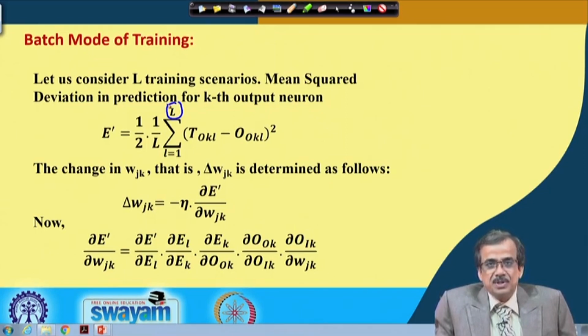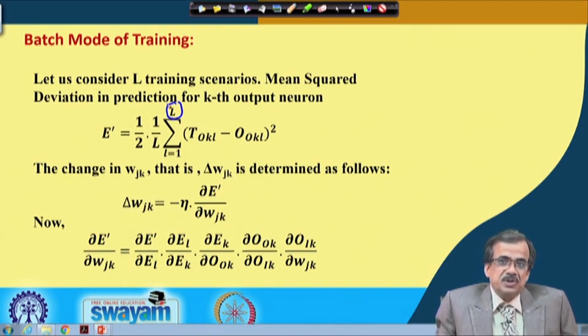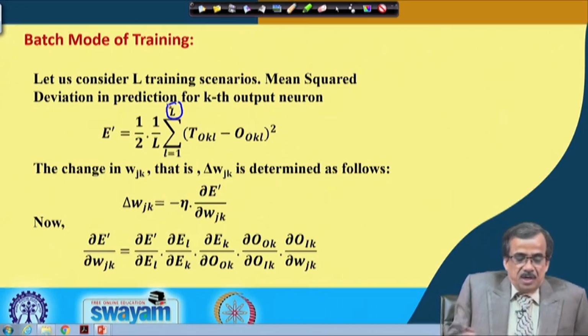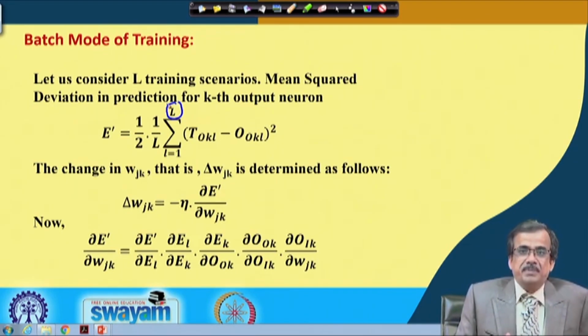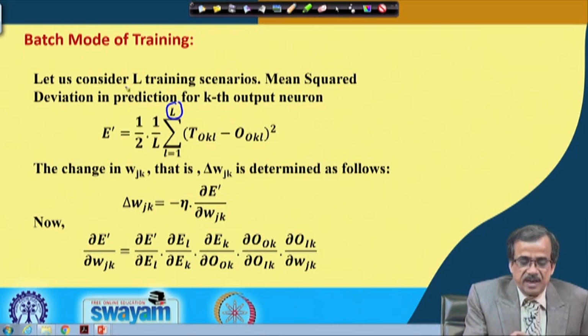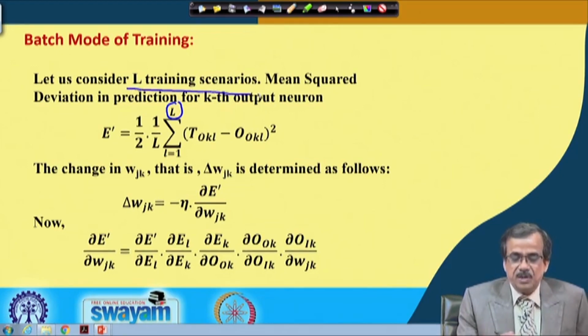We try to find out how much is the total error. We also calculate the average error, and based on this average error we update the network only once. Now, let us see how to implement this. Let us consider that there are capital L number of training scenarios.